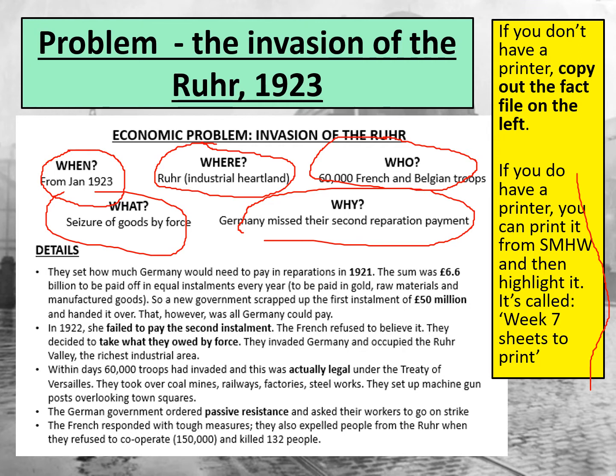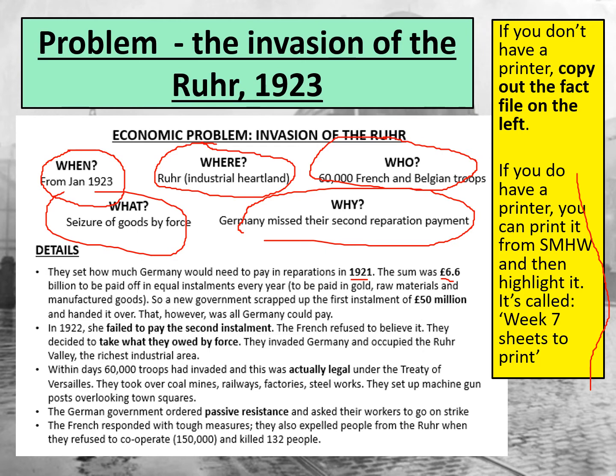Okay, so as we've already talked about, the Treaty of Versailles said that Germany was going to have to pay reparations, but it didn't say how much. They only said how much Germany was going to need to pay in 1921. And when they did that, they said it was going to be £6.6 billion worth.